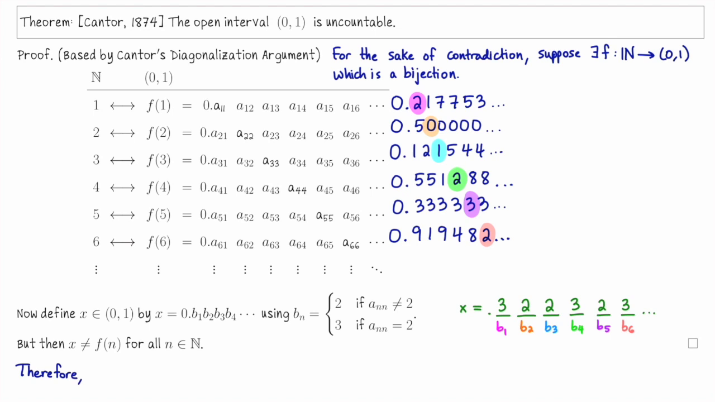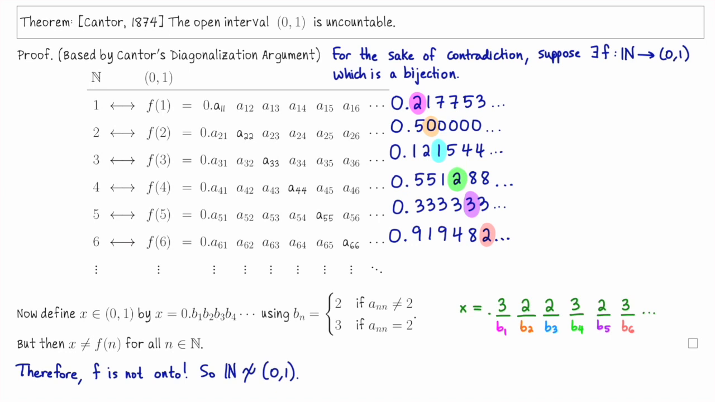Therefore, there can be no bijection from the set of natural numbers to the open interval from 0 to 1. Because here we're showing that you can leave somebody out. You're not going to be onto. Since f is not onto, it's not actually a bijection. So the open interval from 0 to 1 is an uncountable set.